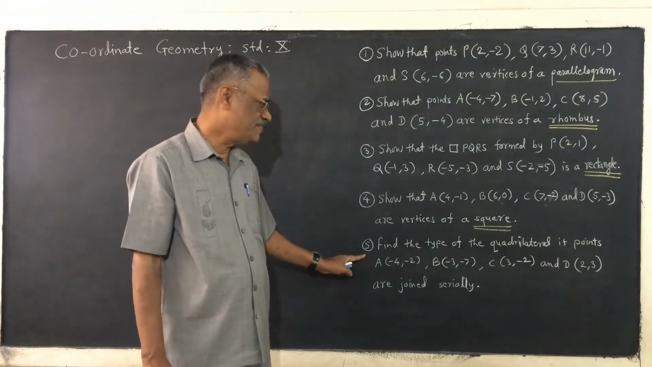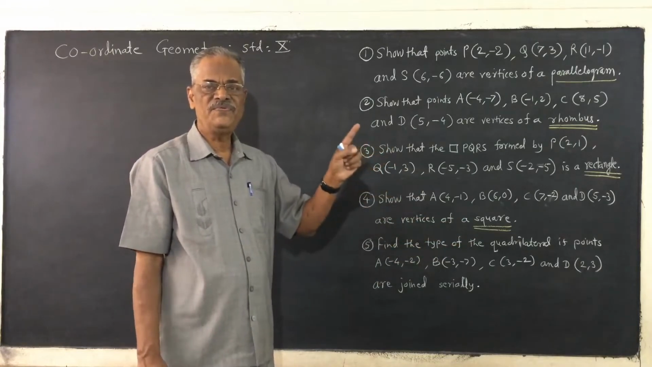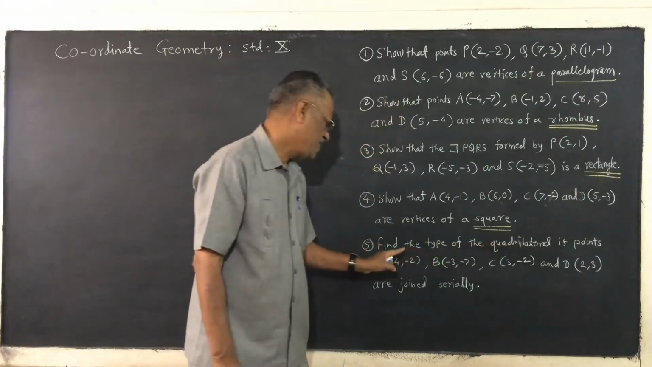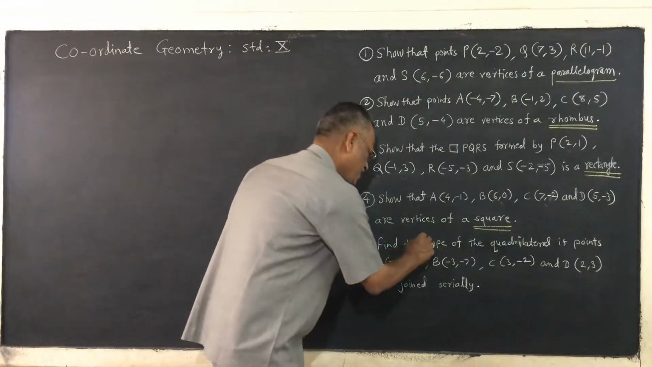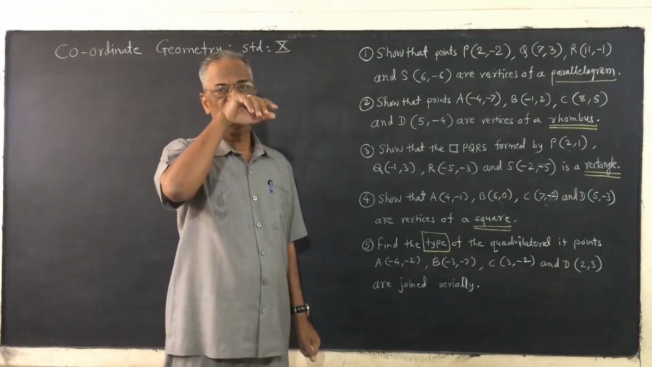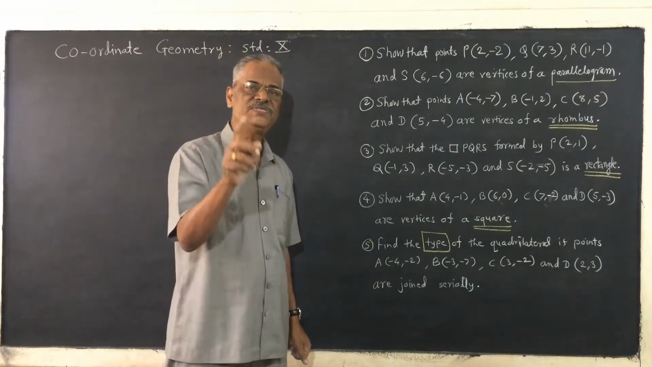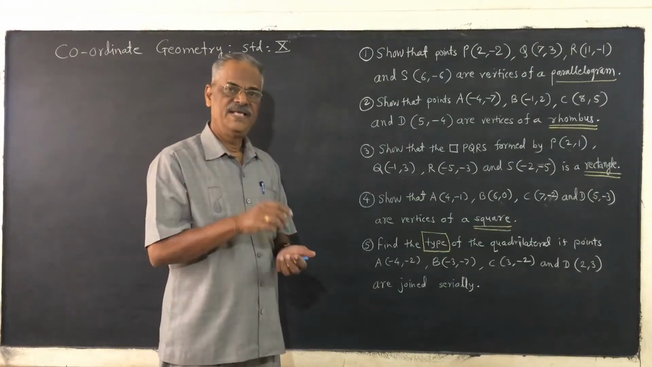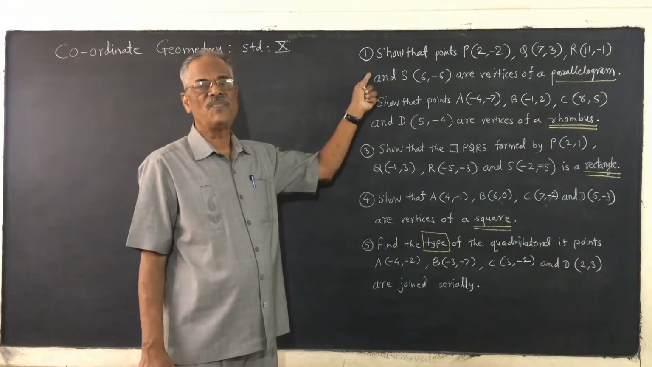And in the last example, 4 points are given. You have to find out the type of the quadrilateral. What is the type of that quadrilateral? To solve this group, we are going to use the distance formula again, and in addition to that, we must know about the properties.